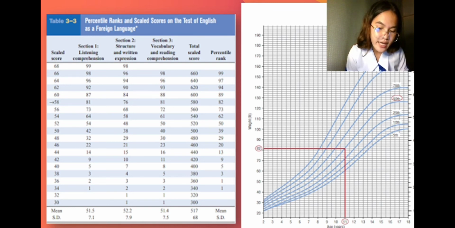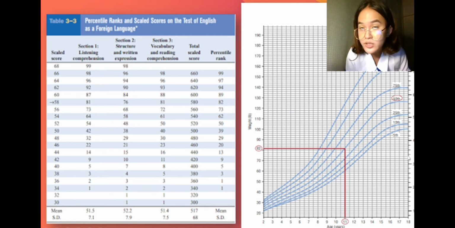Start at the 82 pounds on the left axis and move horizontally to the right. Then, find 11 on the horizontal axis and move up. The two lines meet at the 50th percentile. So, 50th. It's there, right? The 50th percentile of her age group.